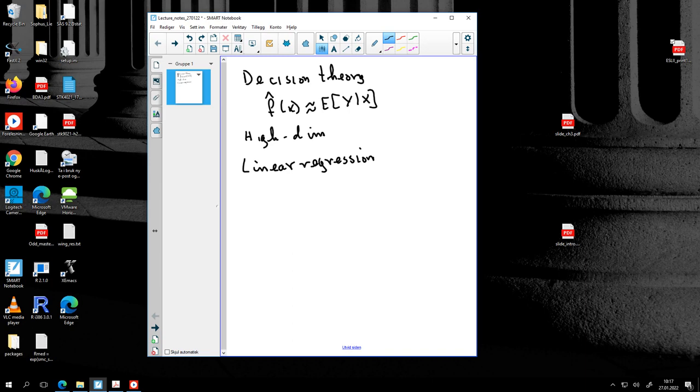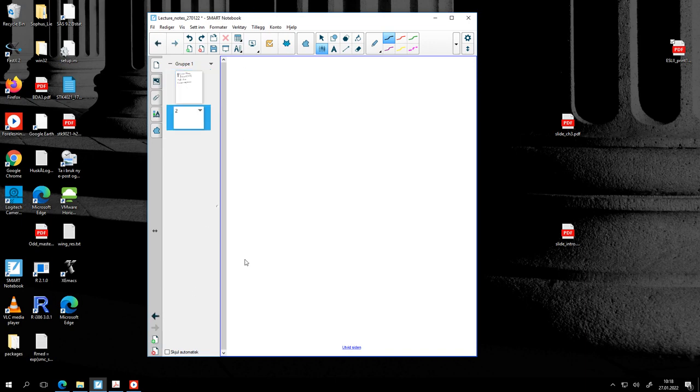That part will be partly some repetition of earlier courses, but after we have had that repetition, we will also go further and see how we can do other things than just the standard linear regression setting. But let's start then with decision theory.